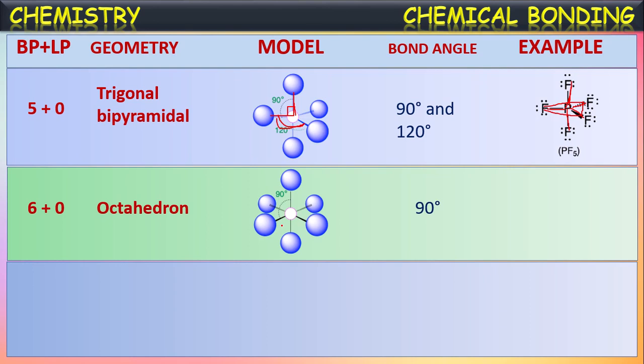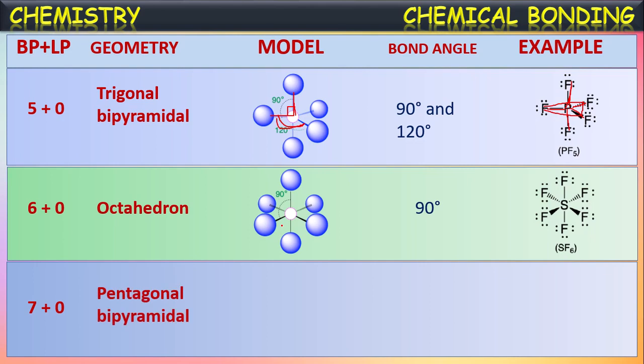Okay. And an example of a molecule having this kind of structure is SF6, sulfur hexafluoride. In this molecule, the central atom sulfur has only 6 bond pairs and no lone pairs. So it acquires an octahedron geometry in which the bond angles are 90 degrees between any bonds. Next one, the molecule with 7 bond pairs and no lone pairs. Then the geometry is expected to be pentagonal bipyramidal shape. So it will be like this.